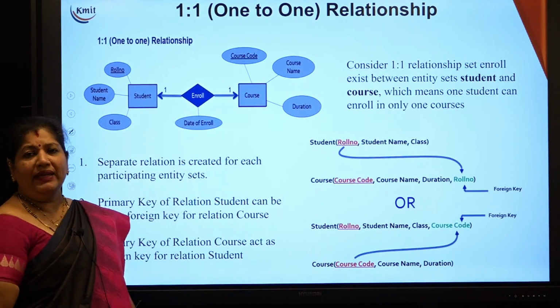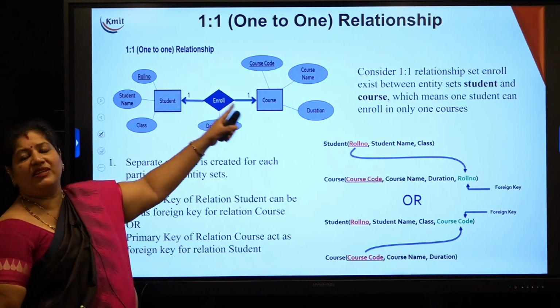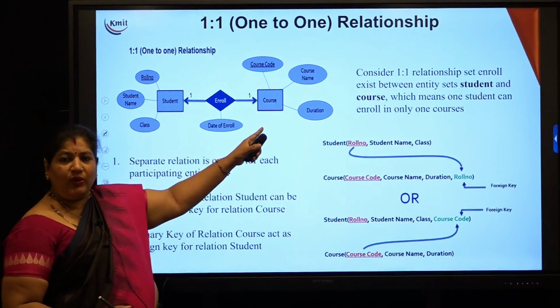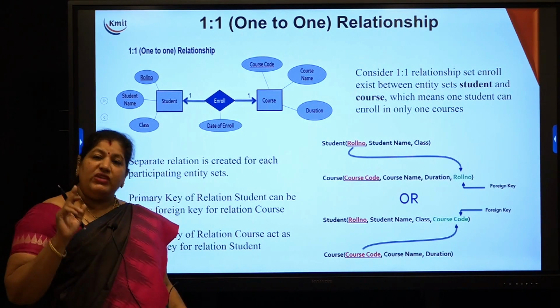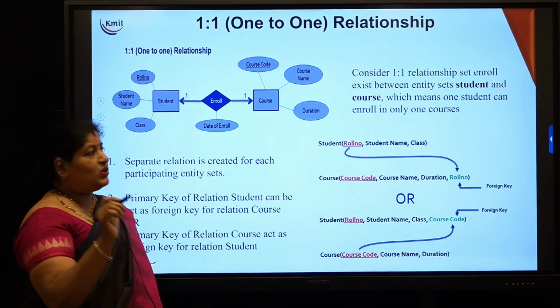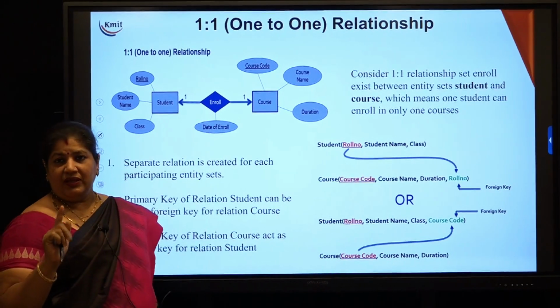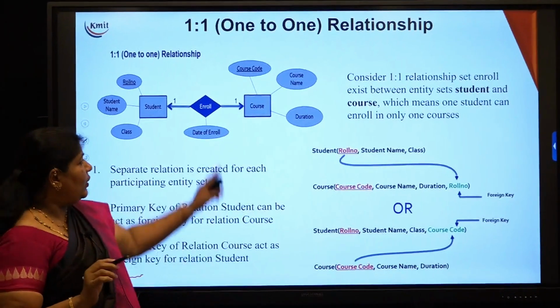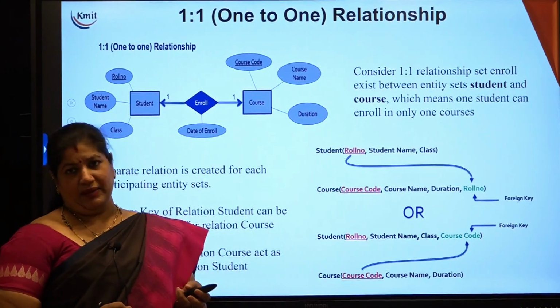Coming to one to one relationship. We are talking about a binary relationship with a one-to-one format between student and course, which means that each student can take up only one course. Each student can enroll into only one course. Now, how do I convert this into a table?